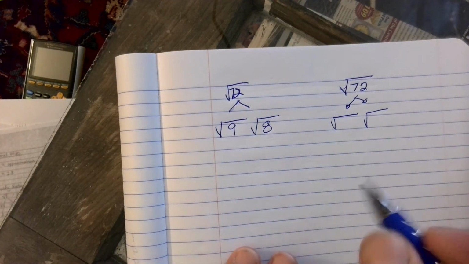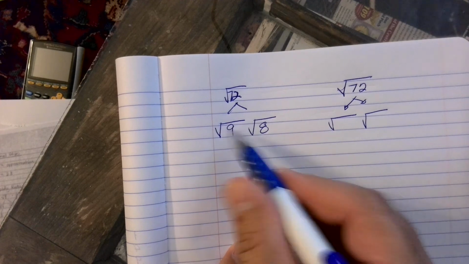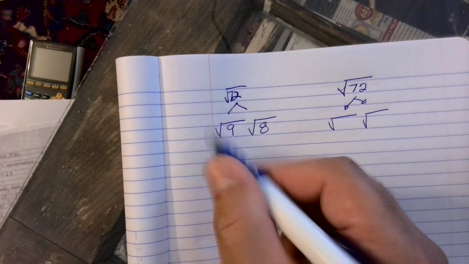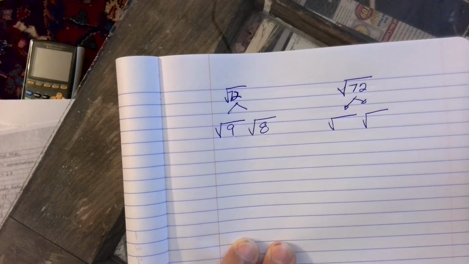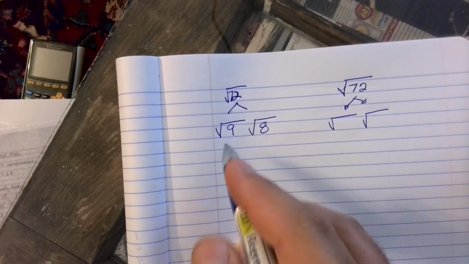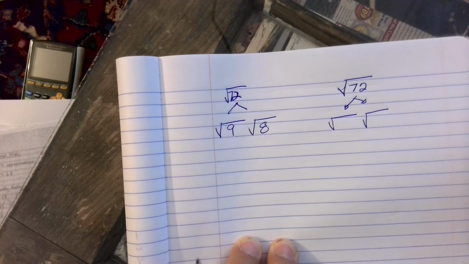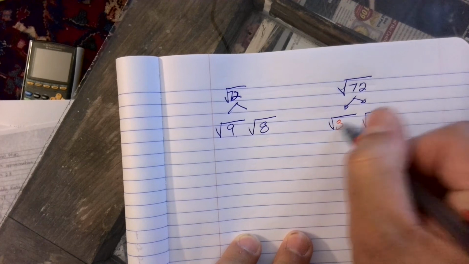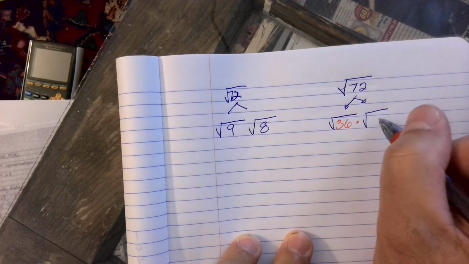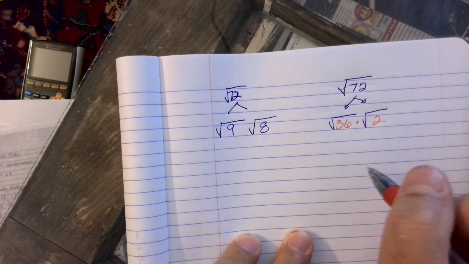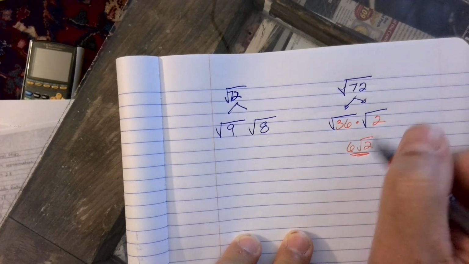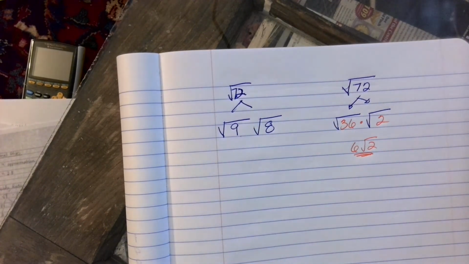It's because 9 and 8, although that breaks up well and 9 is a perfect square, I like to find the largest perfect square that goes into 72. And 9, although it's a perfect square, is not the largest perfect square that goes into 72. The largest perfect square that goes into 72 is 36. I could rewrite this as 36 times 2, which is 6 rad 2. So we want to try to find the largest perfect square.